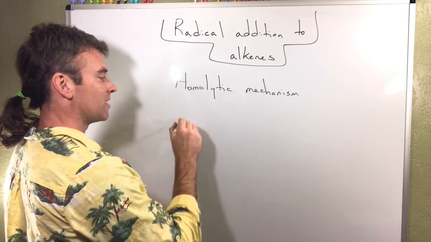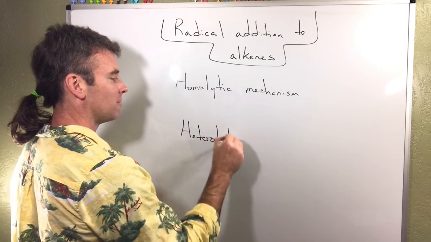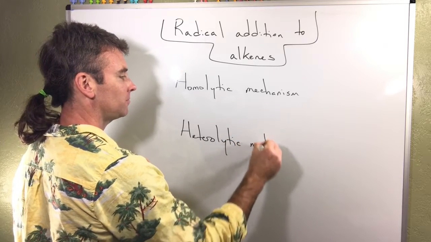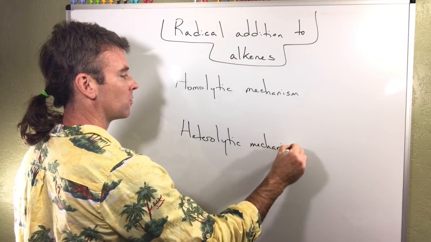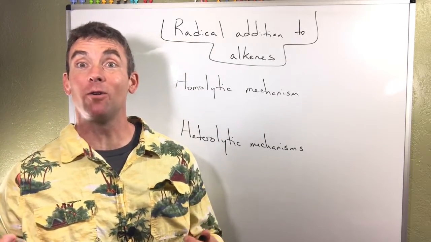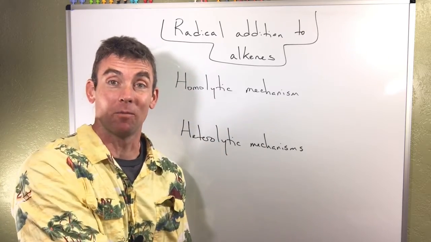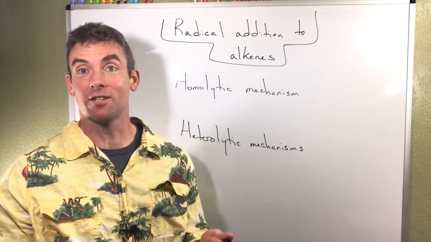And that is to be contrasted with what we've already talked about, which are heterolytic mechanisms. And the real difference has to do with the type of arrows that we draw, having to do with either two electrons moving somewhere or just one electron moving somewhere.